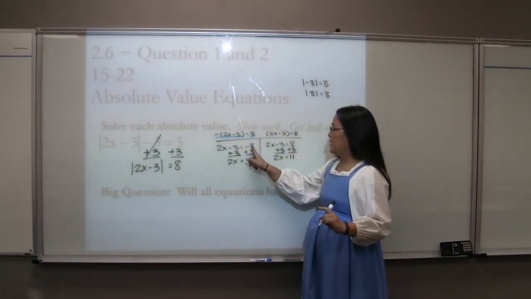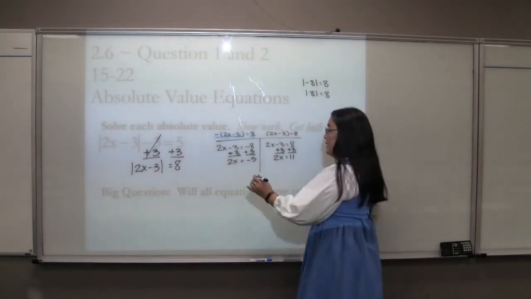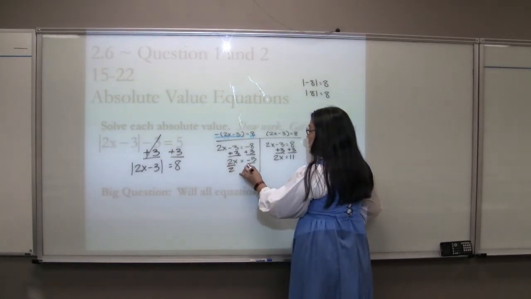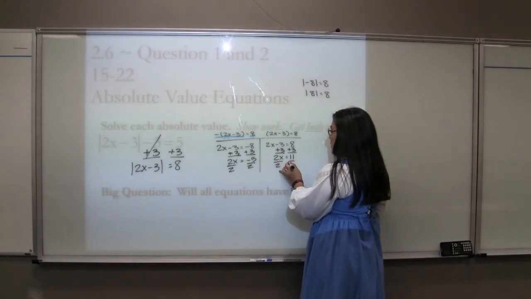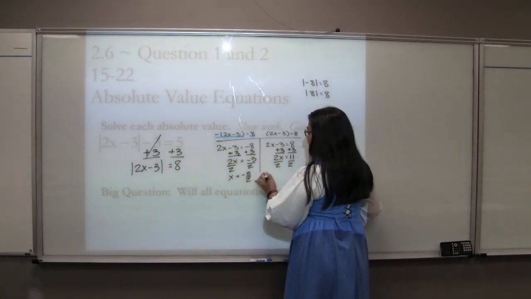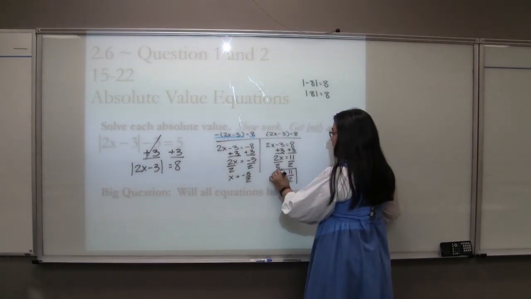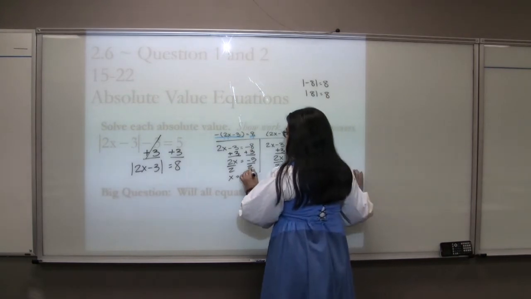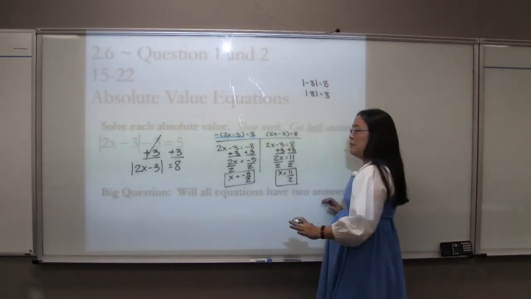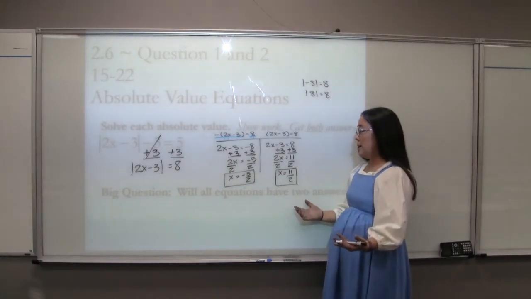Notice that here, because that's a -8 and that's a +8, the answers are going to come out differently. And we're dividing both sides by 2. We get x equals -5/2, and x equals 11/2. I am perfectly fine with these answers. If it makes you feel better to make them into decimals, as long as they're not rounded decimals, that's fine.